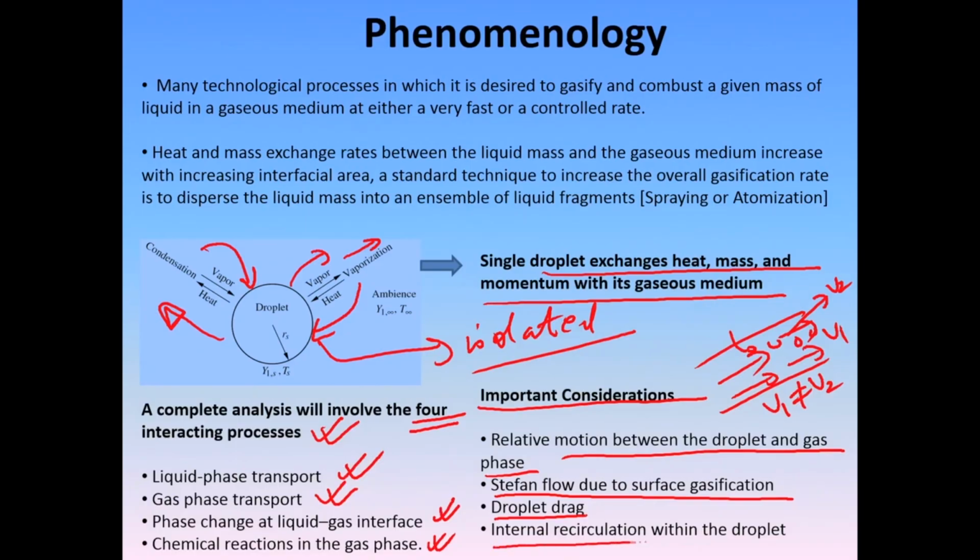Similarly, there will be internal recirculation also inside the droplet. When there is a flow outside, why should not there be a flow inside, right. The droplet is also in the liquid phase, right. So, there will be a flow inside. So, all these important considerations need to be taken into account if we want to solve this full problem, right. Okay.